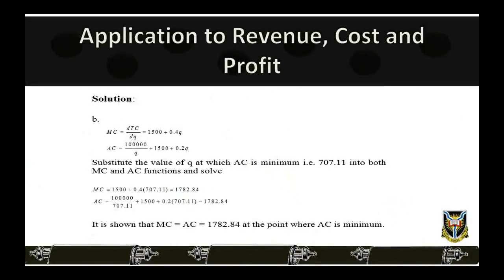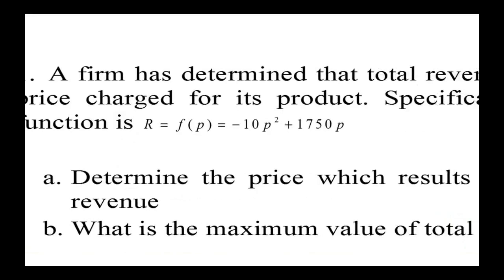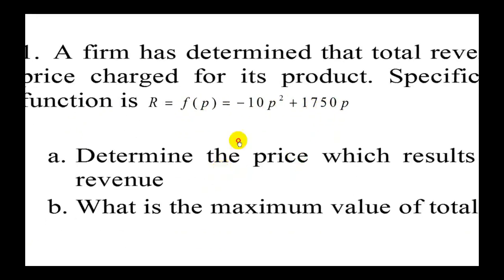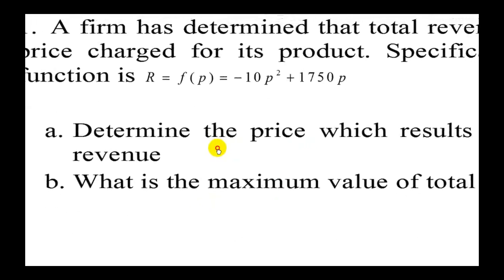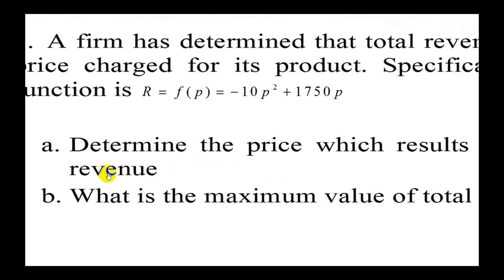Practice exercise. 1. A firm has determined that total revenue is a function of the price charged for its product. Specifically, the total revenue function is R equals F of P equals minus 10 P squared plus 1,750 P. A. Determine the price which results in the maximum total revenue. B. What is the maximum value of total revenue?